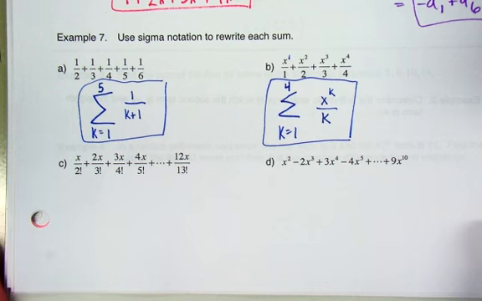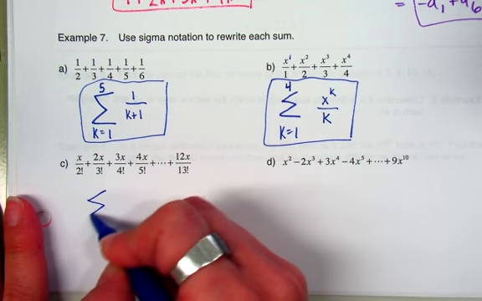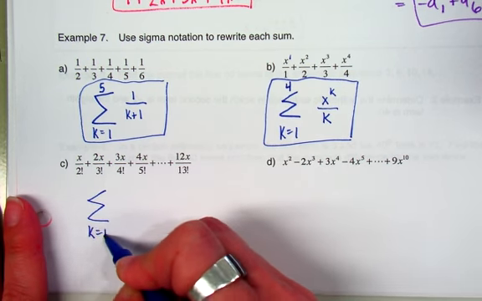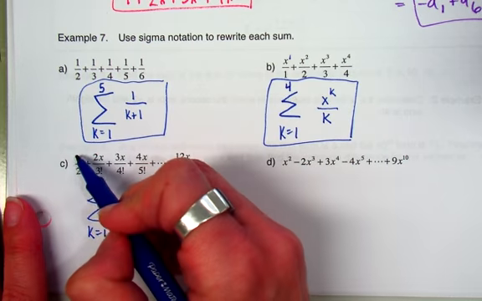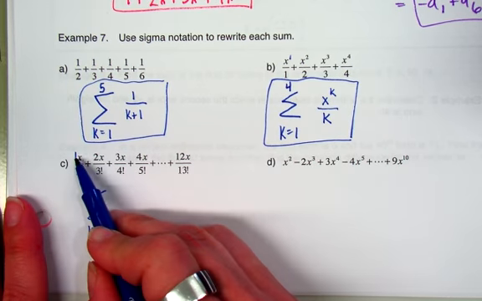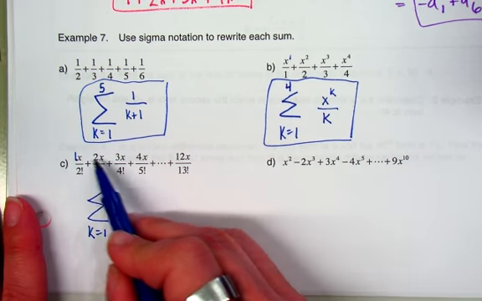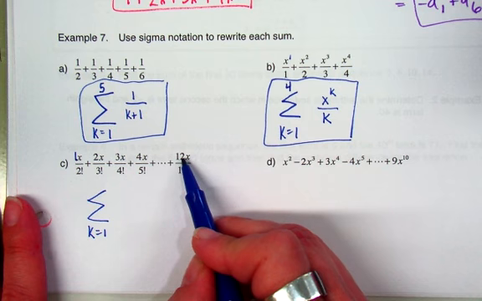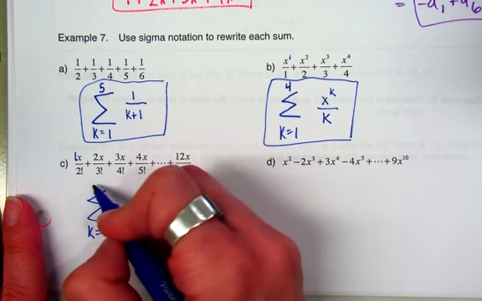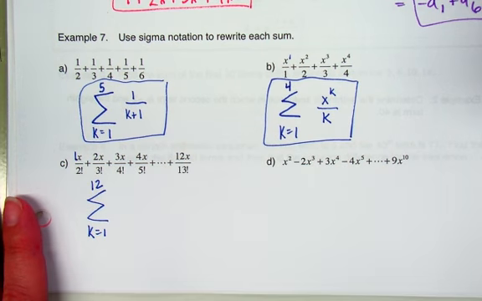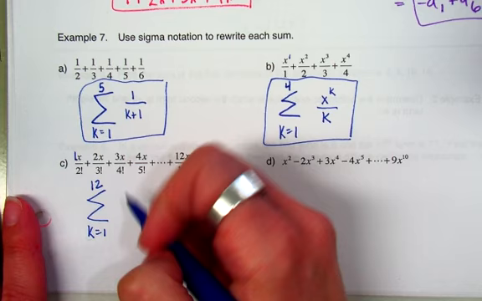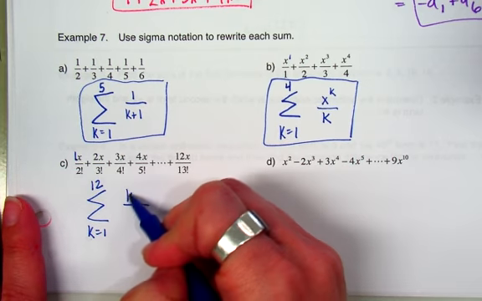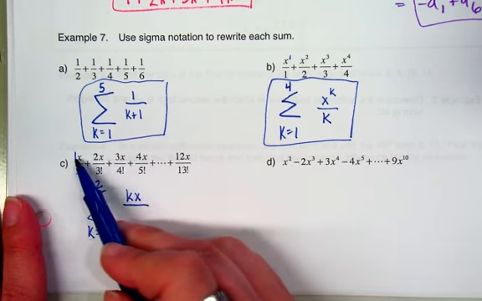For C, sigma notation. Again, start with k equals 1. When I go up here, notice this, where am I getting the 1? It's really going to be the coefficient up at the top. 1x, 2x, 3x, 4x. So that's going all the way up to 12x. So my stopping point will be 12. And then my equation, on the top it's just kx, because, notice, 1x, 2x, 3x, 4x.